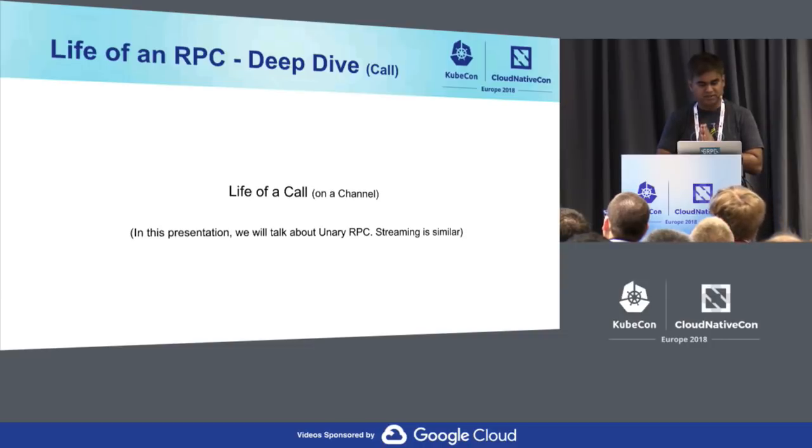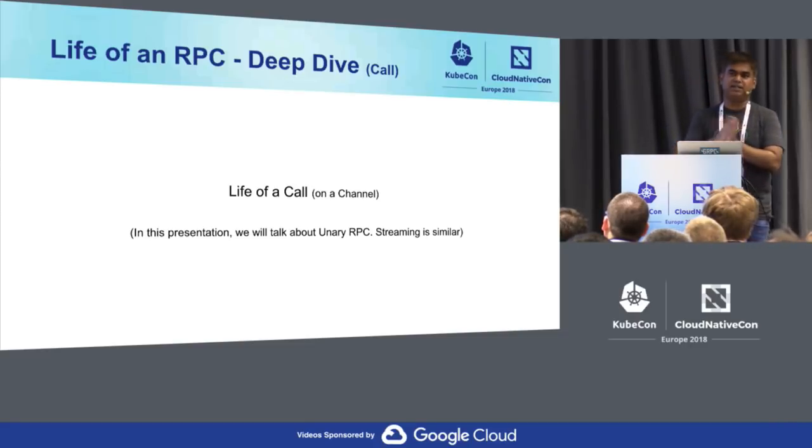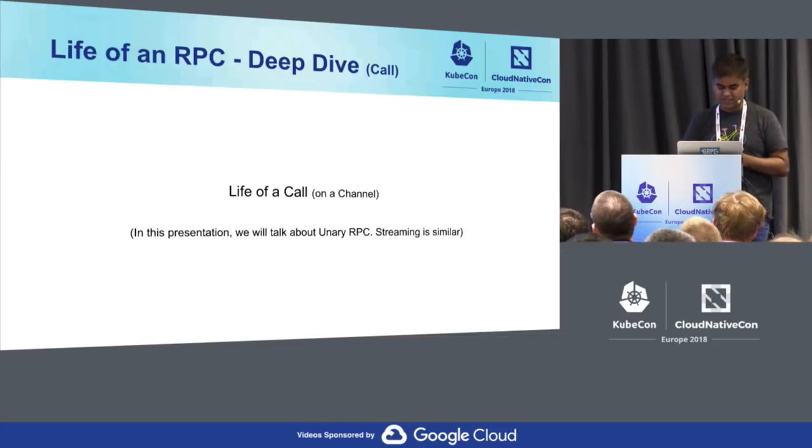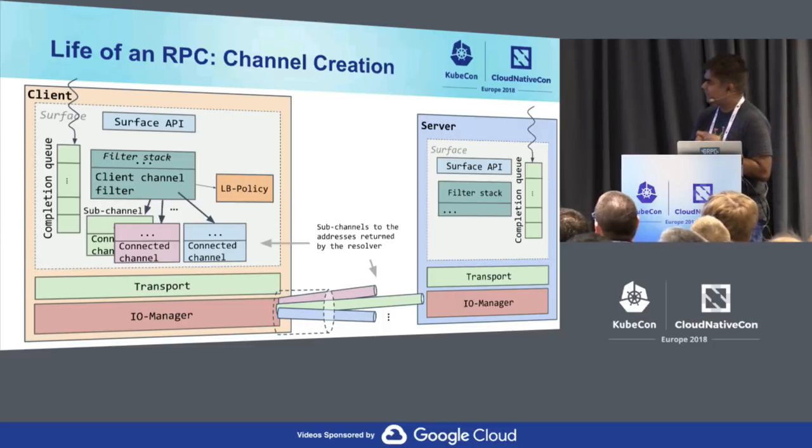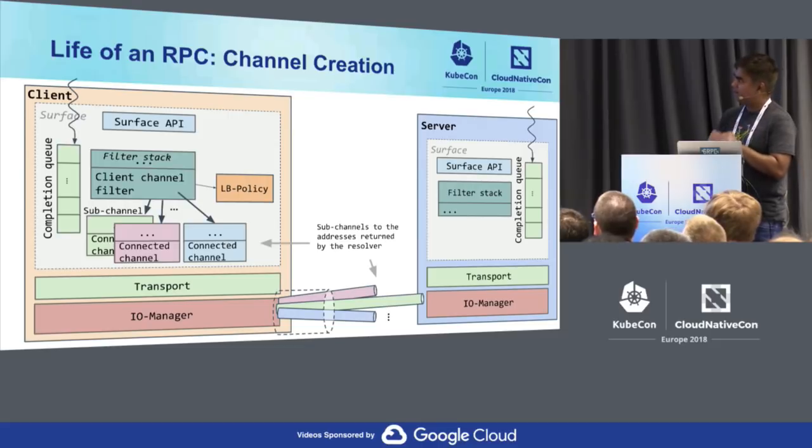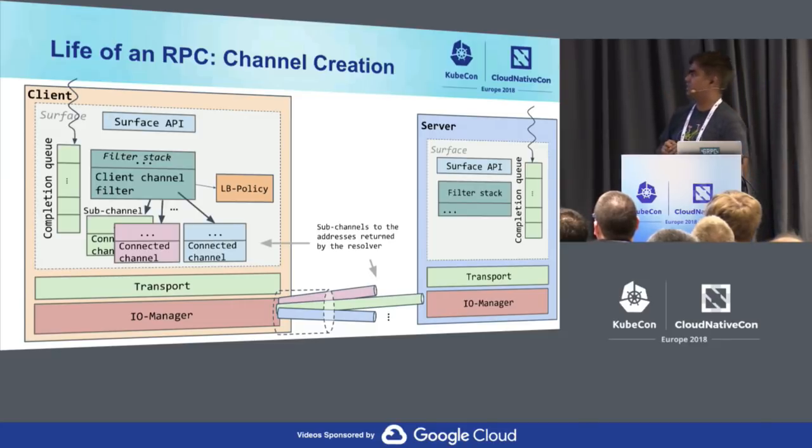Now let's move on to life of a call. Just to keep things simple, I'll talk about unary calls here, but streaming calls should be very similar. The difference is just based on the number of messages being transmitted back and forth between client and server. So let's pick up from where we left off. We were at this stage, where the client created a channel. It ended up with a bunch of subchannels, and I'm showing one such subchannel, one such backend.